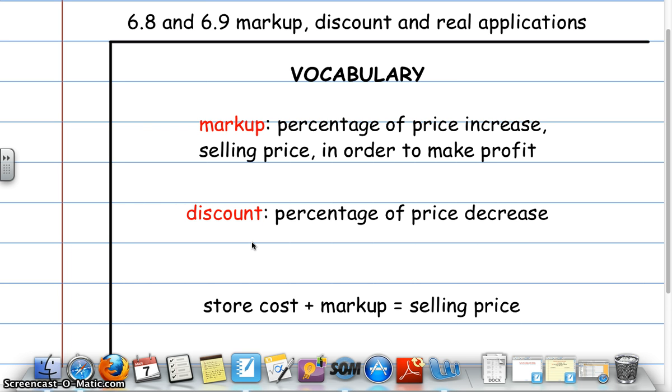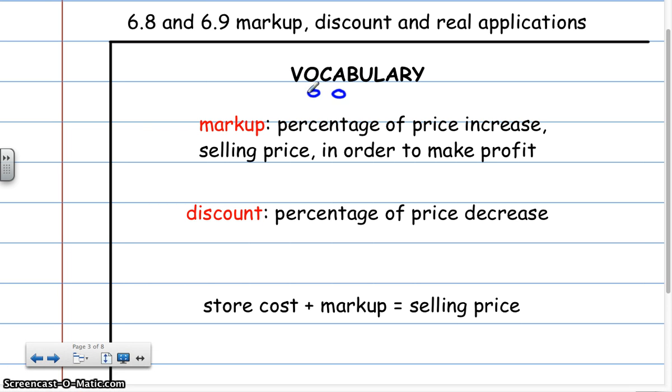So vocabulary that you need to know is the term markup. Markup is a percentage of price increase, okay? It's our selling price in order to make a profit. And in order to make a profit, we have to have a markup. You go to Target, you go to Walmart, you go to Radio Shack, you go to Best Buy, you go to Caribou, you go anywhere, they have a markup because they have to make money, okay?